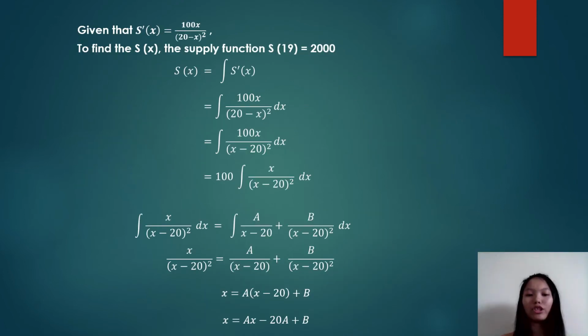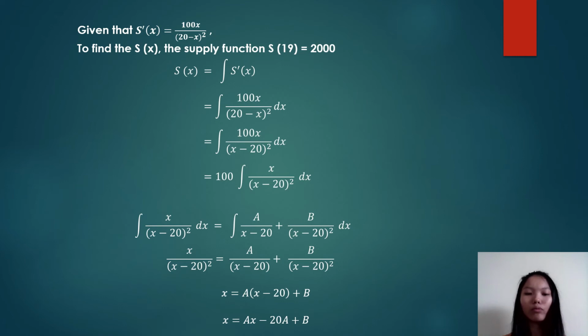So based on the information given, the marginal supply is S prime of x equals 100x over (20 minus x) squared. To find the supply function S(x), we need to integrate the marginal supply, which is the integral of 100x over (20 minus x) squared dx. With that, we need to simplify the expression from 100x over (20 minus x) squared dx to become 100 times the integral of x over (x minus 20) squared dx.